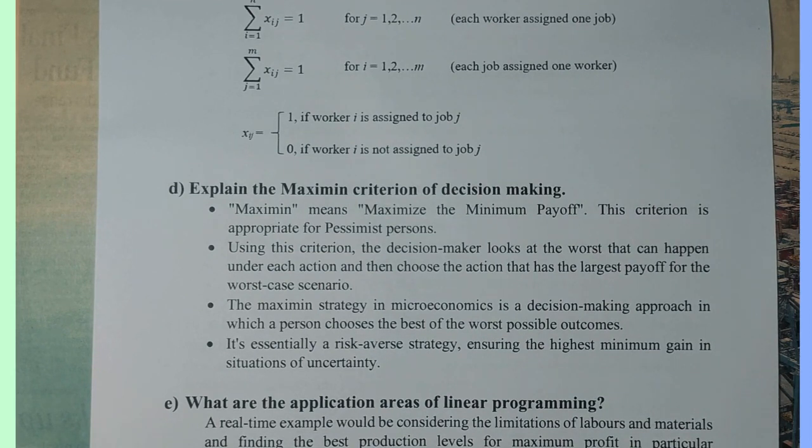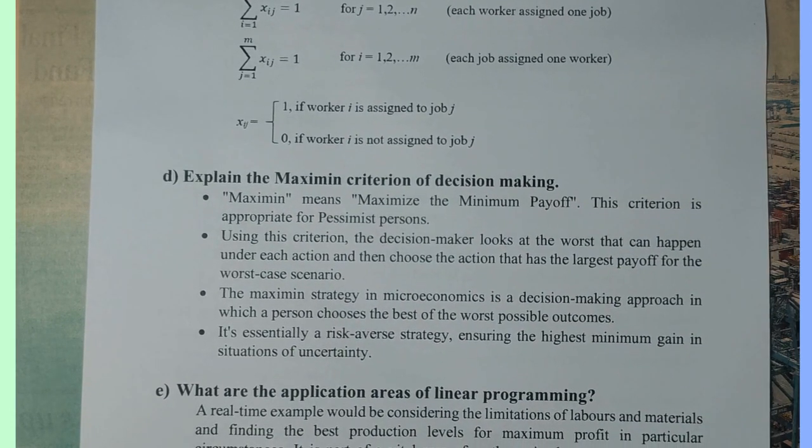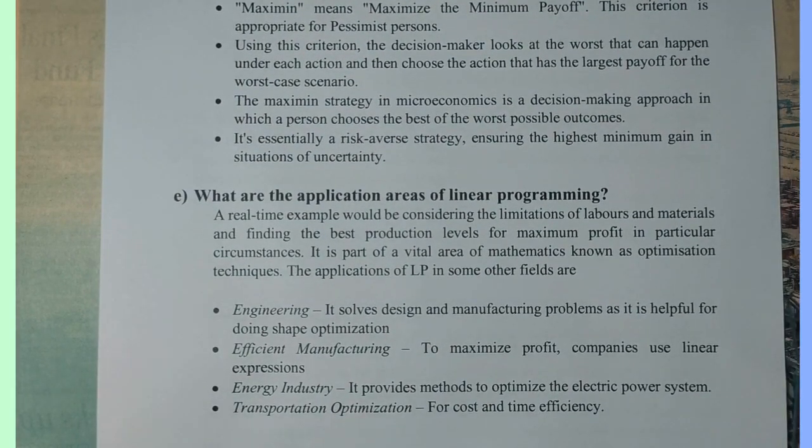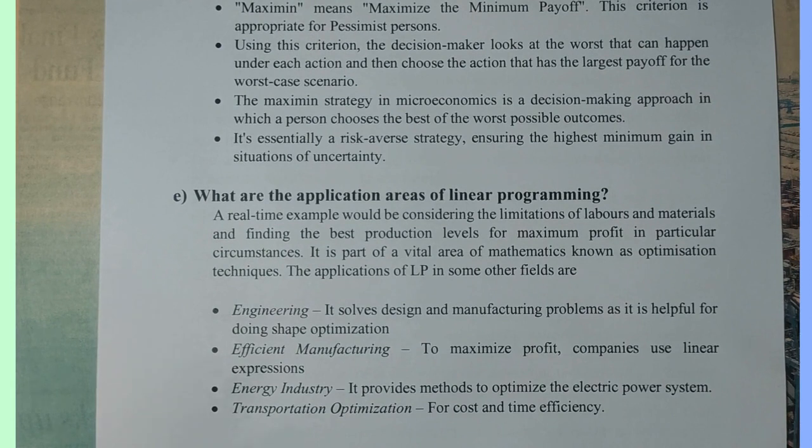So the maximin strategy in microeconomics is a decision making approach in which a person chooses the best of the worst possible outcomes. Last point, it is essentially a risk averse strategy, ensuring the highest minimum gain in situations of uncertainty. The next is question number 1E, what are the application areas of linear programming.